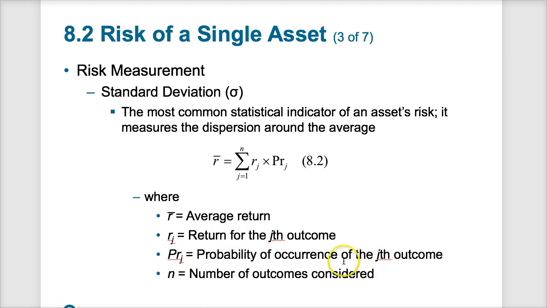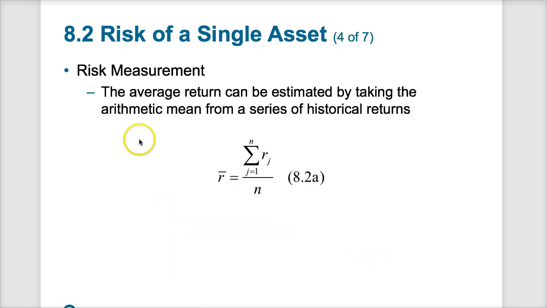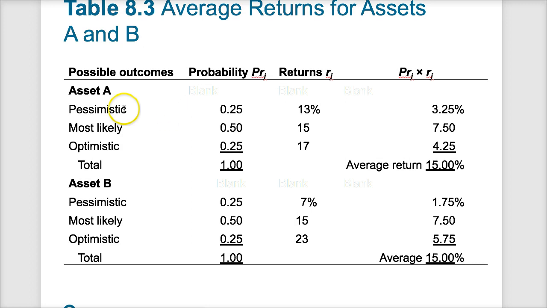J is the projected occurrence, and R sub J is the return. So here we have asset B and A. So here's the probability of occurrence. We talked about this previously: pessimistic, optimistic, most likely, the three scenarios. Here are the returns in each of those cases for these two assets. And then if we multiply the probability by the return, we get a weighted return that, if we add up, we'll calculate the average return. And both these portfolios have the same average return.